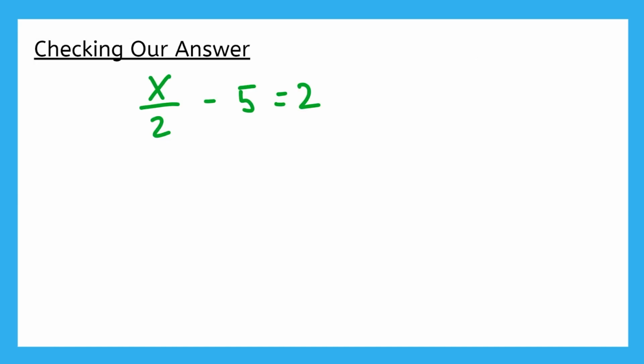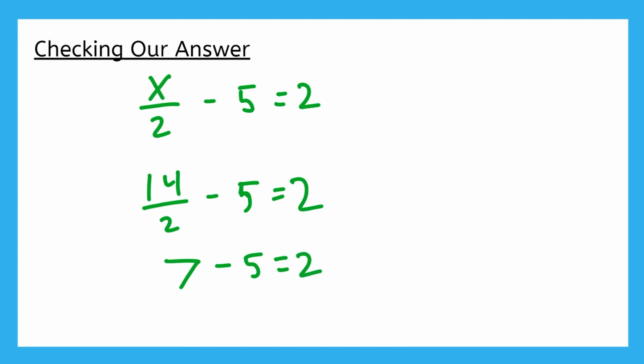All right, once again, for this last one, we're just going to check our answer by plugging in the value that we got for x into the original equation. So that'll be 14 over 2 minus 5 equals 2. All right, so we start with division first, going by PEMDAS. 14 over 2 is indeed 7. 7 minus 5 is equal to 2. So x equals 14 is correct.